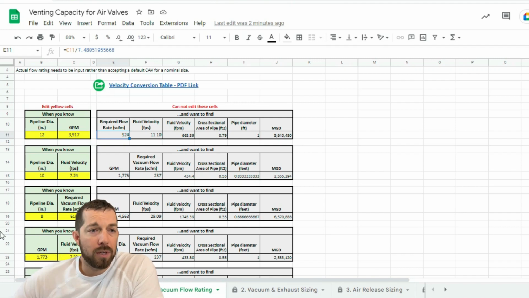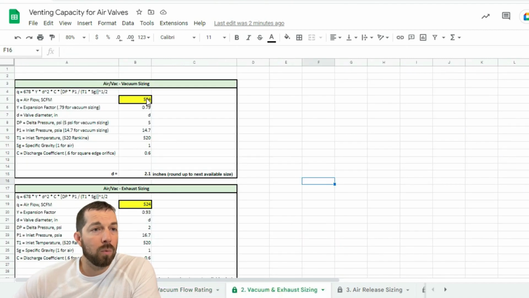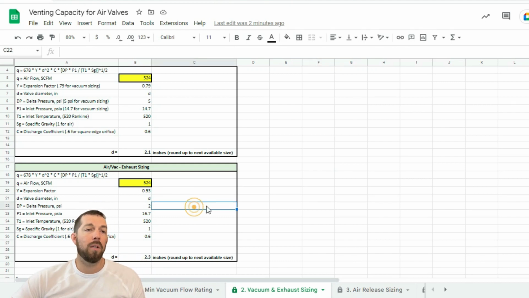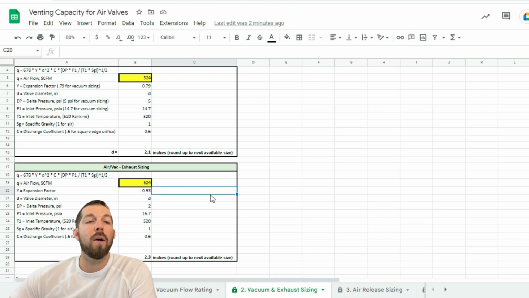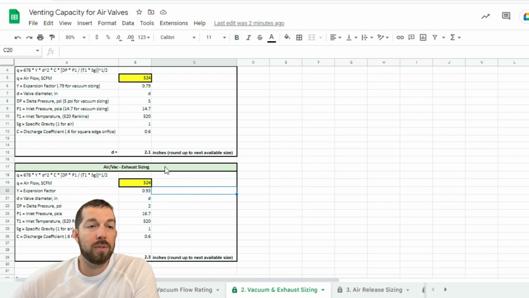So taking this a step further, let's run through a quick exercise. We got our number, 524. We're going to switch over to vacuum and exhaust sizing and put that in there, 524. We come up with a 2.1 and a 2.3. Anytime we have a point, we always have to round up. So we're going to have a 3-inch air valve for this design criteria.